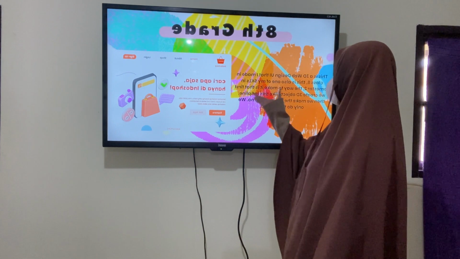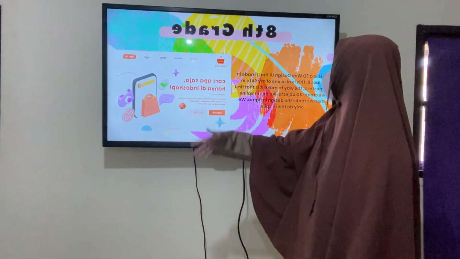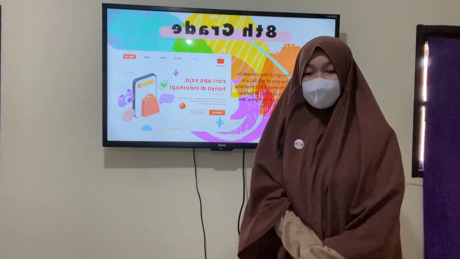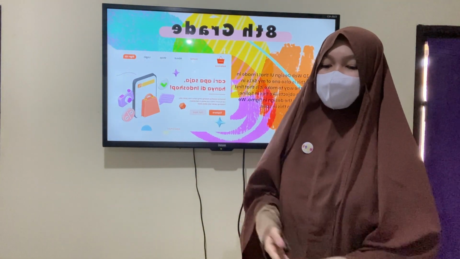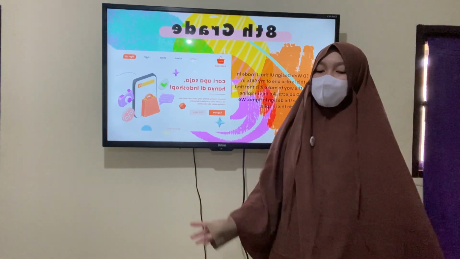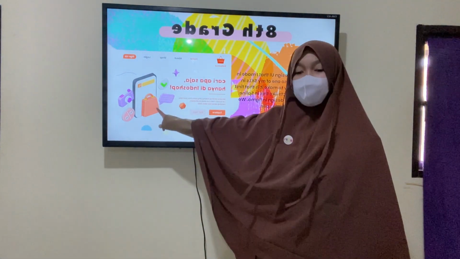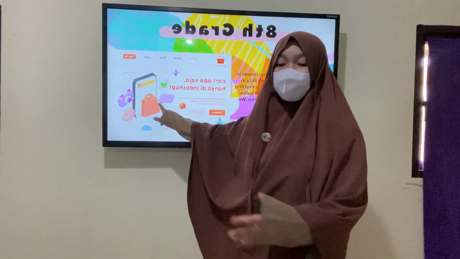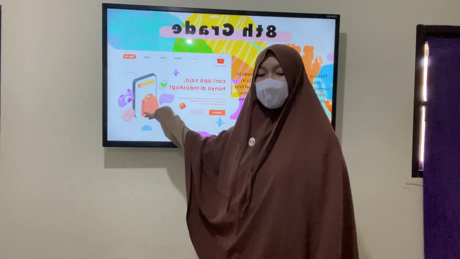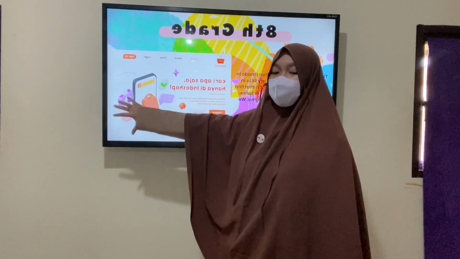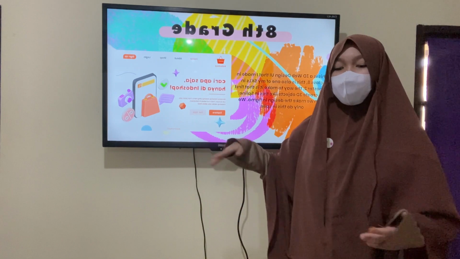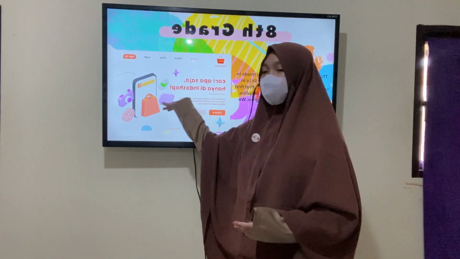This is a 3D web design UI that I made in class 8. This is also one of my SKL in semester 2. The way to make it is that first we create 3D objects like this in Spline. We make them in Spline, then we make the design in Figma. We only do this in Spline.